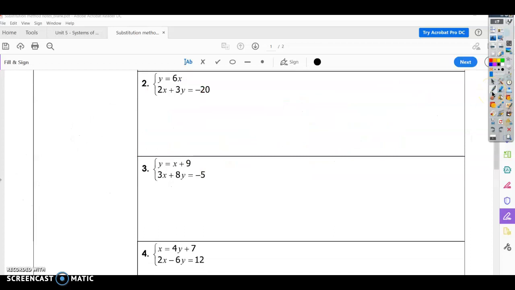Example 2. Again, I'm going to start by labeling these as equation 1 and equation 2. You can choose either equation to solve for and then substitute. Since this one already has y by itself, it makes sense to take y equals 6x and substitute that in for y in my second equation. If I substitute 6x in for y, now my second equation only has x, which means that we can solve it. So let's bring down the 2x plus 3, and then in place of y, I'm going to substitute the 6x.